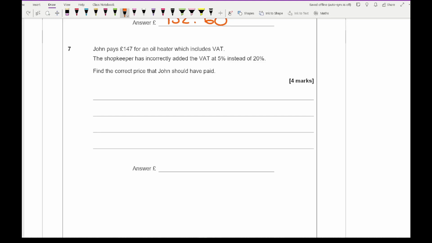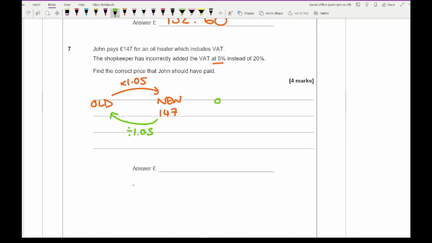So here we're going from the old price to the new. So they did add 5%. So what we need to do is add 5%, so that's times 1.05, and this price was £147. So to find what the price is without VAT, I need to divide by 1.05, don't know what I'm doing there.